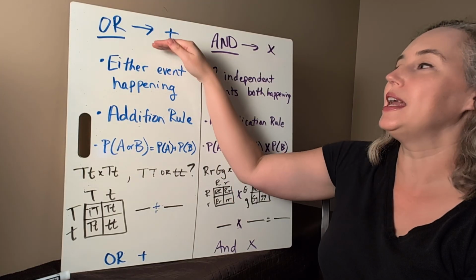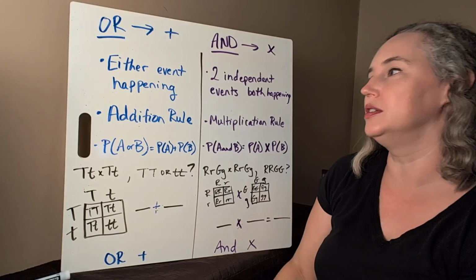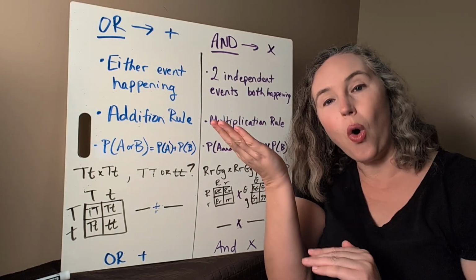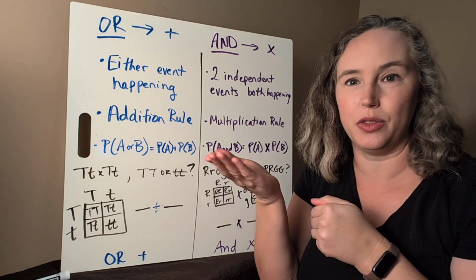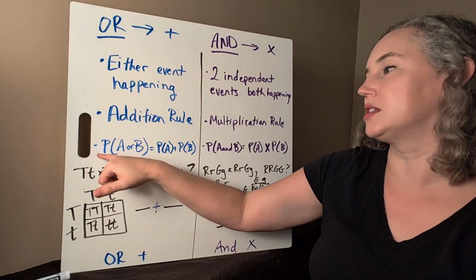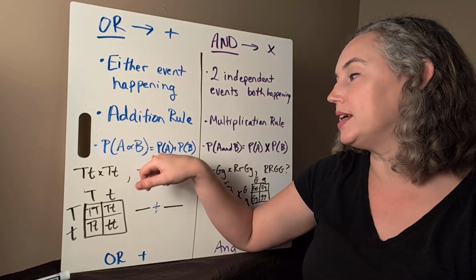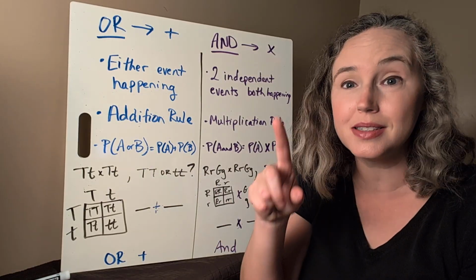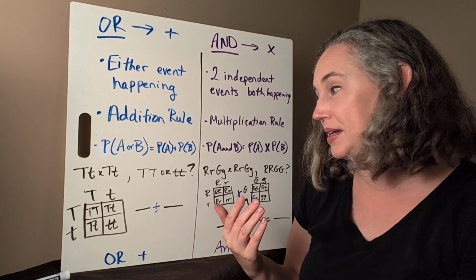So if we use the addition rule, if it's asking about is this or this one going to happen, either this or that, that's when we use the addition rule, which is the probability of A or B equals the probability of A happening plus the probability of B happening.